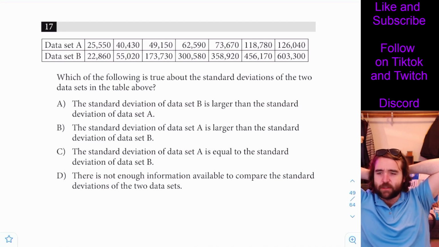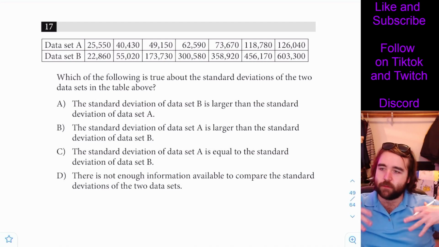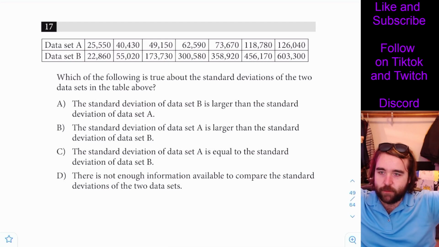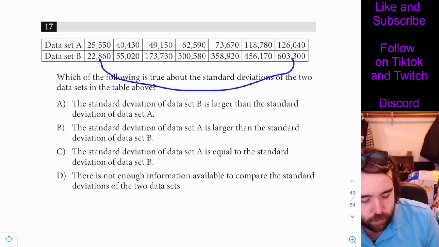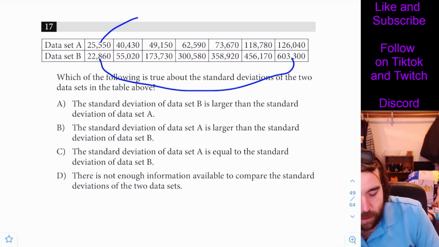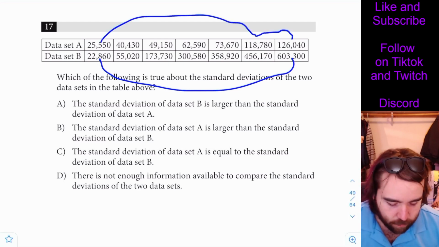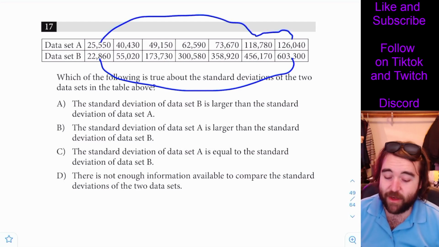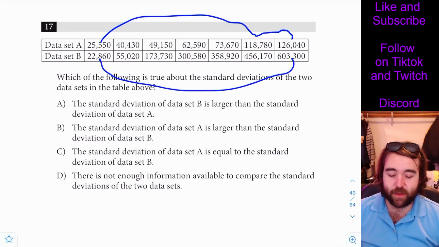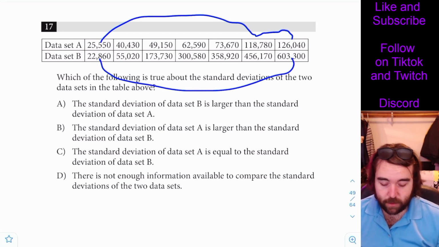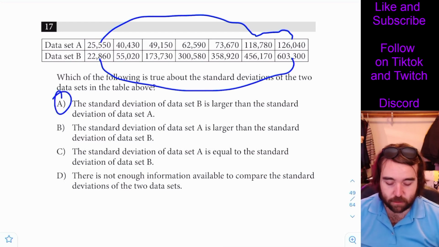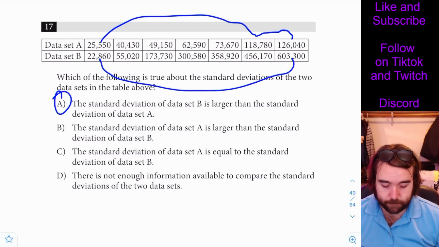So standard deviation is just deviation. A high deviation means points are very different. And so when I look at this bottom set and I see that it goes from 22 to 603, whereas this one just goes from 25 to 126, I'm like, yeah, that bottom one is definitely deviating more than the other one. So I would say that set B has a higher standard deviation. So the standard deviation of set B is larger than the standard deviation of set A.